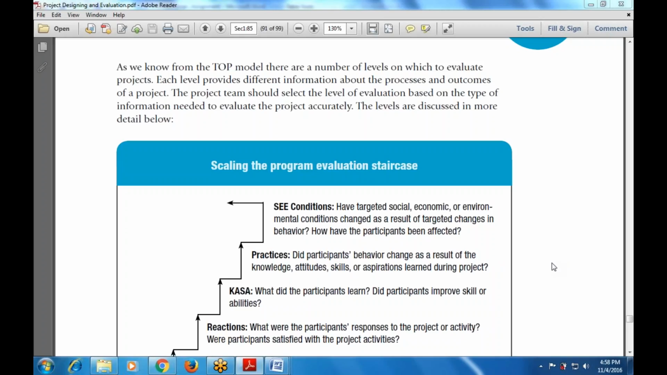Then next one is the reactions. What is the main reaction of this one? So what were the participants' responses to the project or activities? What are the various project or activities that is participated? Were the participants satisfied with the project activities? So whether the participants are satisfied with the project activity, this is also next question.